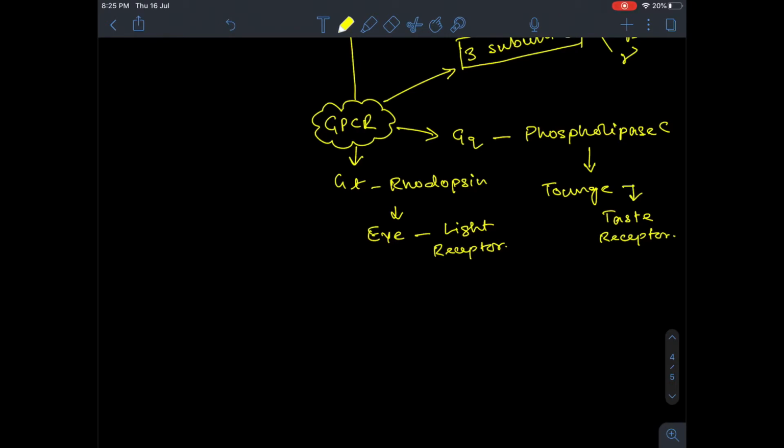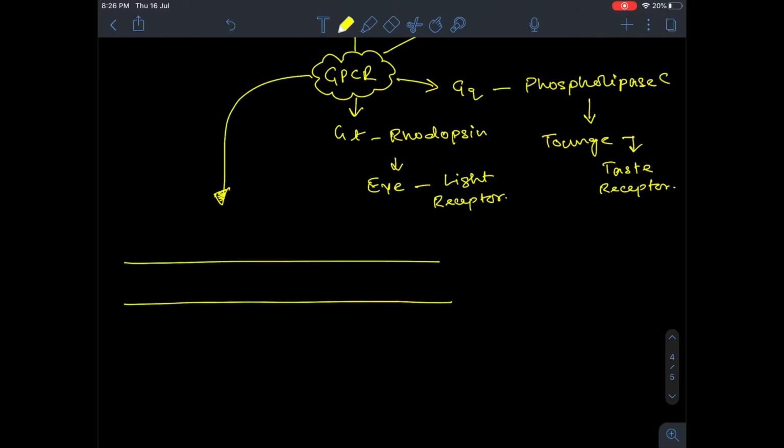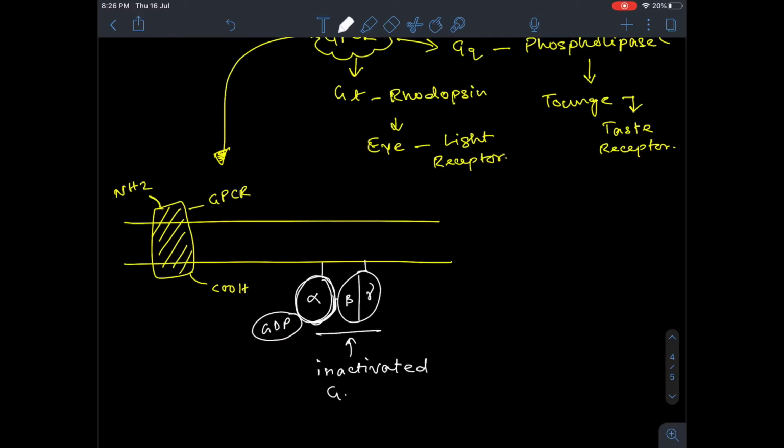So next we will discuss the structure of this GPCR. So this is a G protein coupled receptor. There will be a receptor and a G protein. Let's say this is the receptor and this is called the GPCR. This is the NH2 and COOH part, and we have now the G protein. So we have alpha, beta and gamma, as I have already mentioned, three subunits of G protein, and alpha is now associated with GDP. So this is basically the inactive form of G protein.